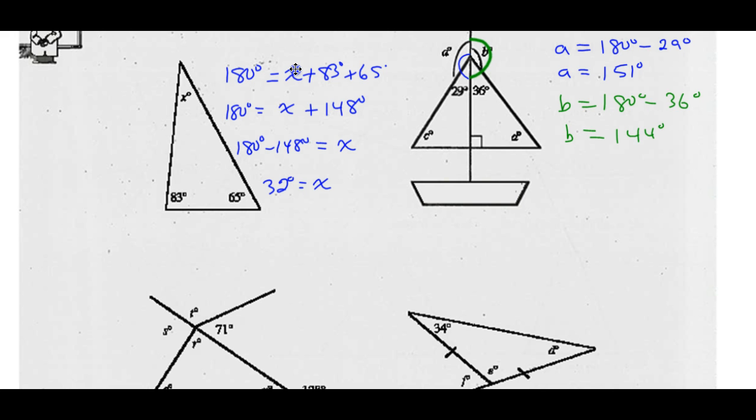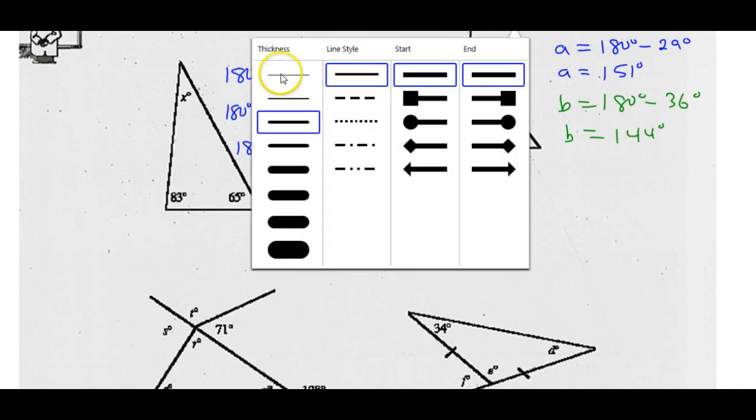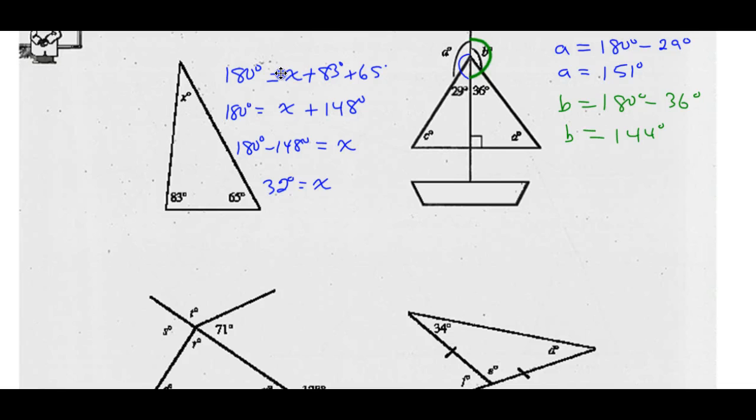We look at angle C, and I notice that angle C is part of a right angle triangle because there's a right angle right there. So we know that 29 plus 90 plus C have to add up to 180. So angle C should be 180 degrees minus 29 degrees minus 90 degrees. So angle C should be 61 degrees.